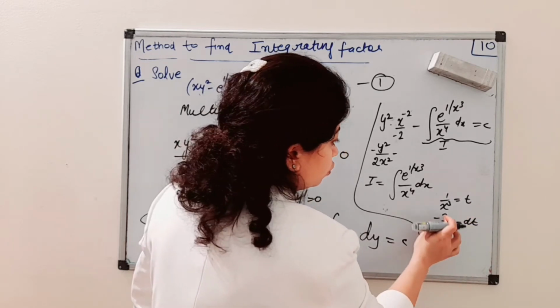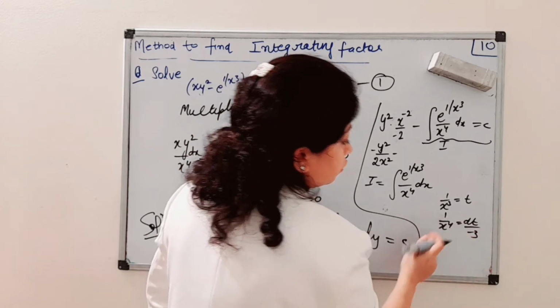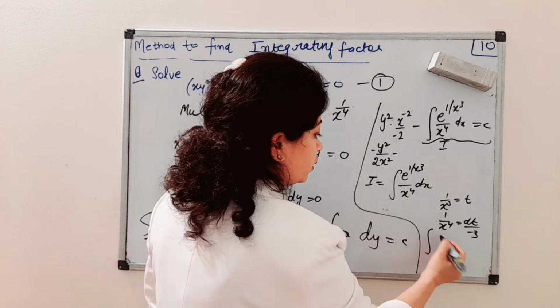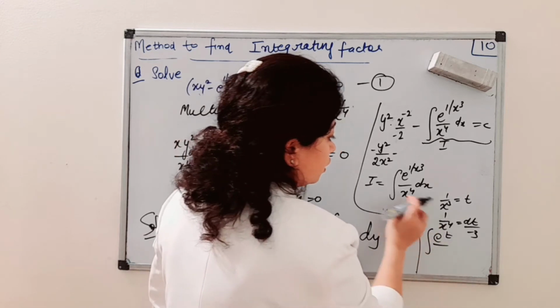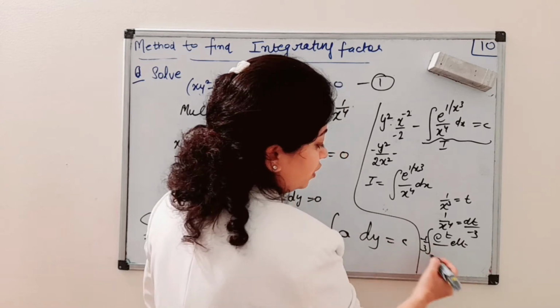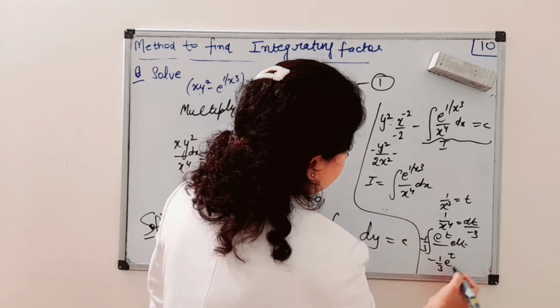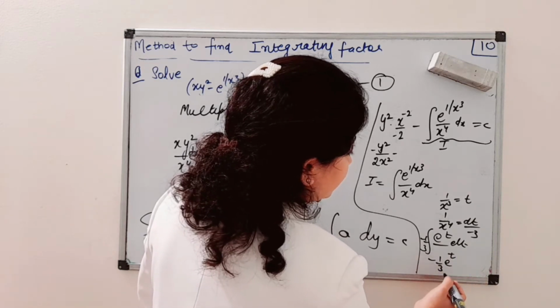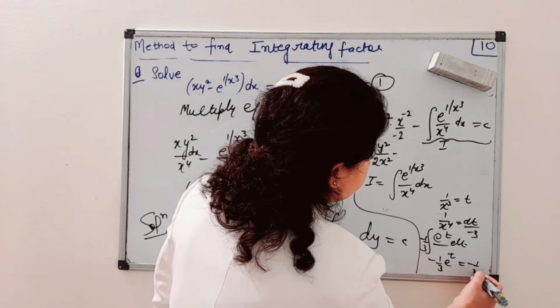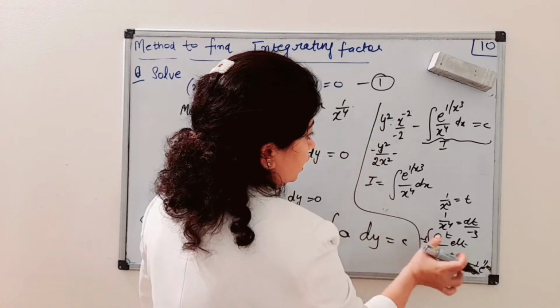Okay. So you can find the value of 1 by x4. Now it will be e raised to power t upon 1 by x4 is dt by 3, minus 1 by 3, and this is minus 1 by 3 e raised to power t. Okay. And e raised to power t is minus 1 by 3 e raised to power 1 by x cube. Okay. So we got the integration.